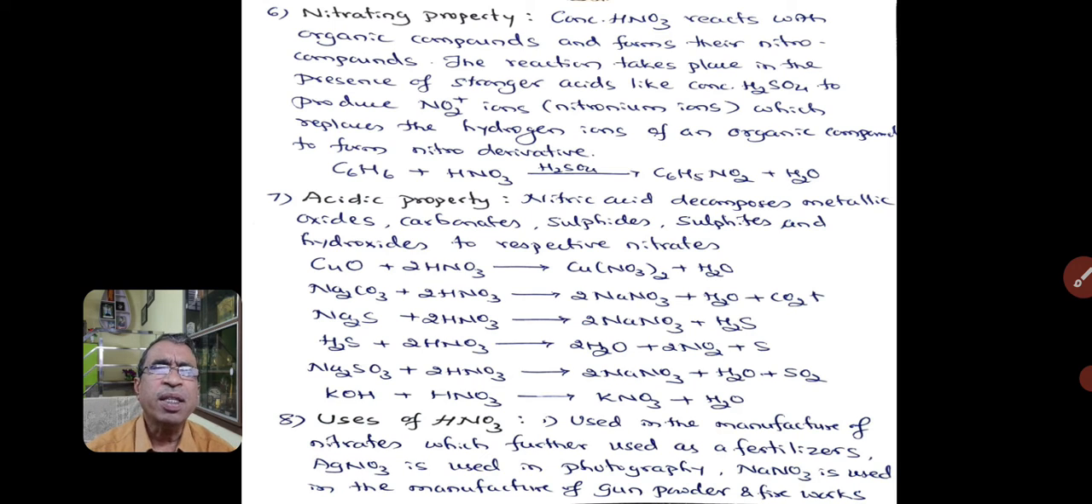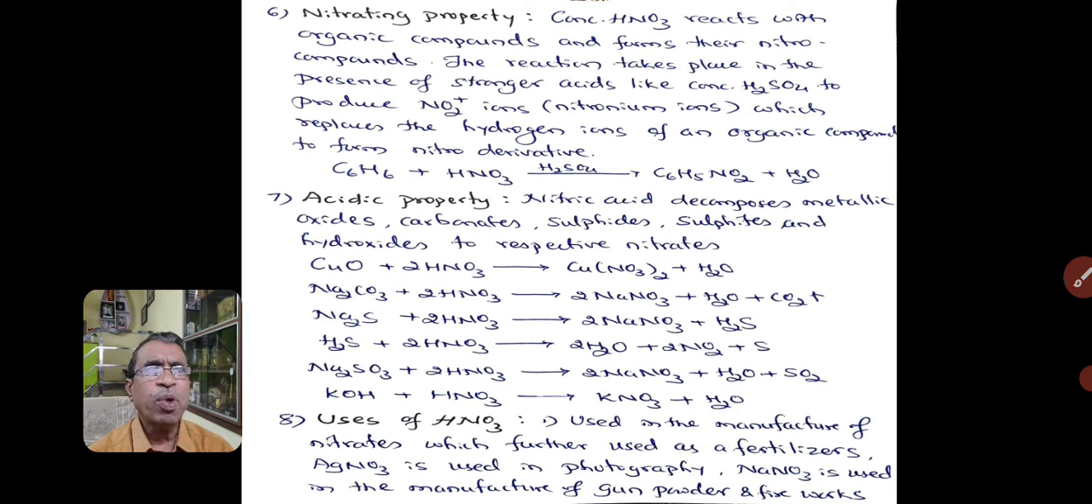Next, we take another property, nitrating. Concentrated nitric acid reacts with organic compounds and forms their nitro compounds. The reaction takes place in the presence of stronger acids like concentrated sulfuric acid to produce nitronium ion, which replaces the hydrogen ions of an organic compound to form nitro derivatives. Benzene reacts with nitric acid in presence of sulfuric acid to form nitrobenzene and water.